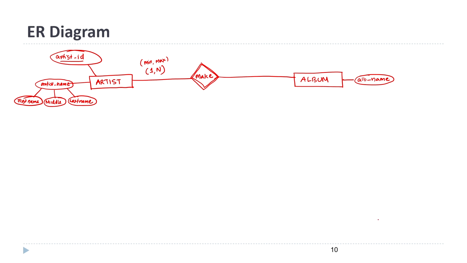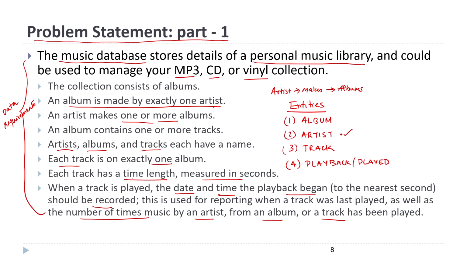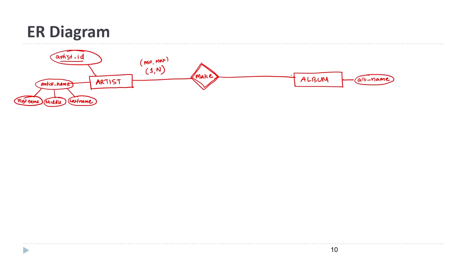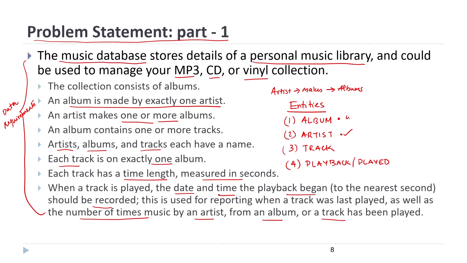That doesn't matter. But album doesn't have an ID. The only thing is album is made by exactly one artist. So, without an artist, album does not have an existence. That gives you the idea that album is a weak entity. So, we write here album, weak entity, because its existence needs an artist.